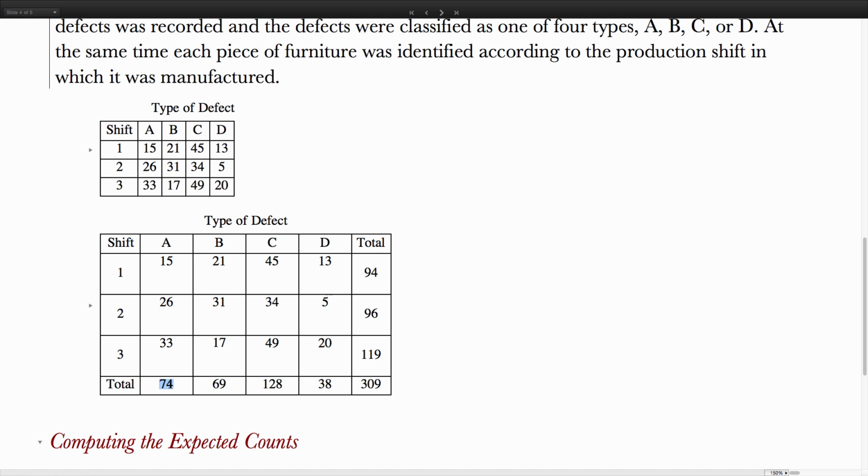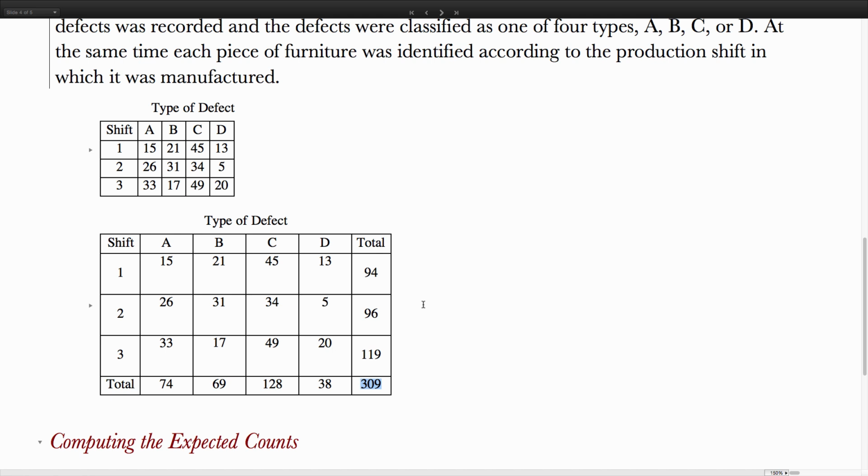So this number 74 is the total type A defects. So if we add these three numbers, we get 74. In other words, there are 74 type A defects of all the 3 shifts combined. And of course, this very last number on the bottom right corner is 309. That just says that we've looked at 309 items.